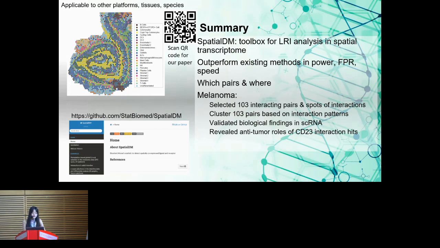I demonstrated the basic global and local selection functions today in the melanoma dataset, and showcased how these interaction patterns could be further extrapolated to some interesting biology questions by the CD23 example. We also included other datasets of different species, of different platforms, and of different sizes.